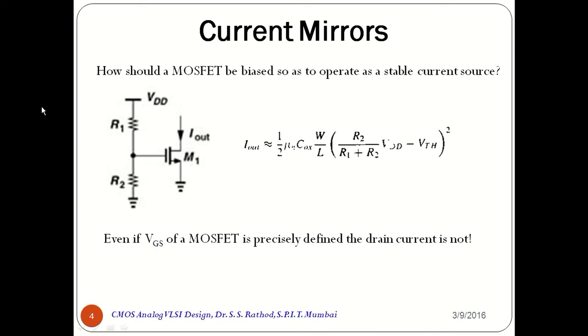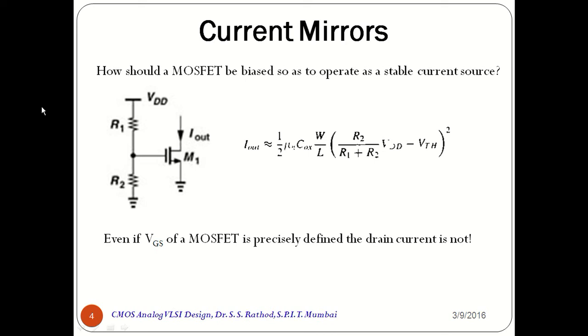This expression reveals various dependencies of I out upon the supply, process, and temperature. The overdrive voltage, that is VGS minus VTH, which is here R2 upon R1 plus R2 VDD minus VTH, is a function of VDD and VTH. The threshold voltage may vary by 100 millivolts from wafer to wafer. Further, both mobility mu n and threshold voltage VTH exhibit temperature dependence. Hence, we can say that I out shown by this expression is poorly defined. The issue becomes more severe as the device is biased with a smaller overdrive voltage, for example, to consume less headroom.